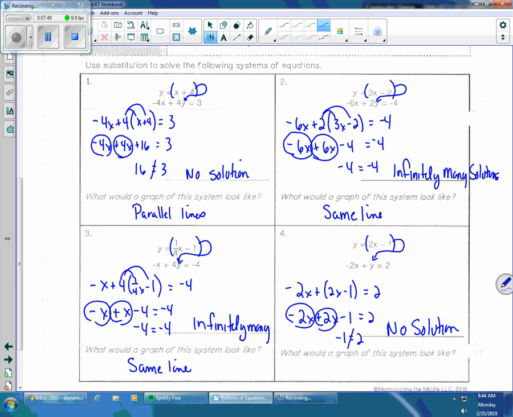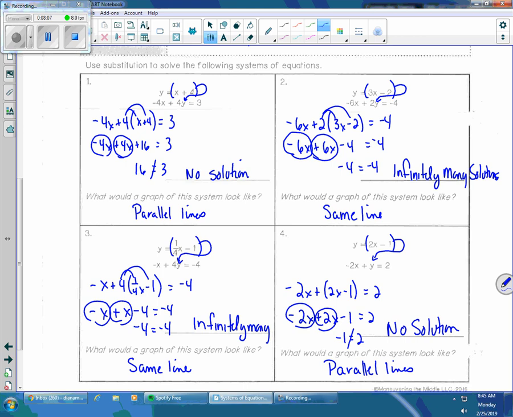What is this going to look like? Hopefully you've got that already. It's going to be parallel lines. Again, it doesn't mean that the system is wrong. It just means that there is no ordered pair that will make both equations true at the same time.